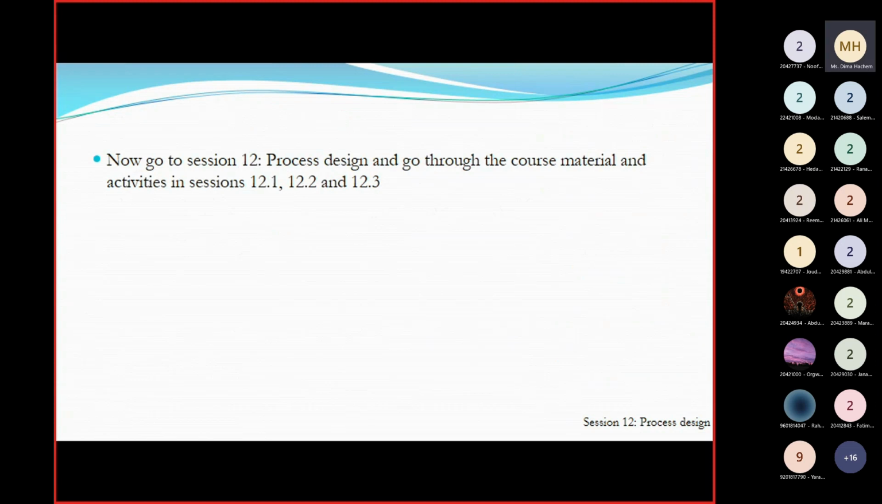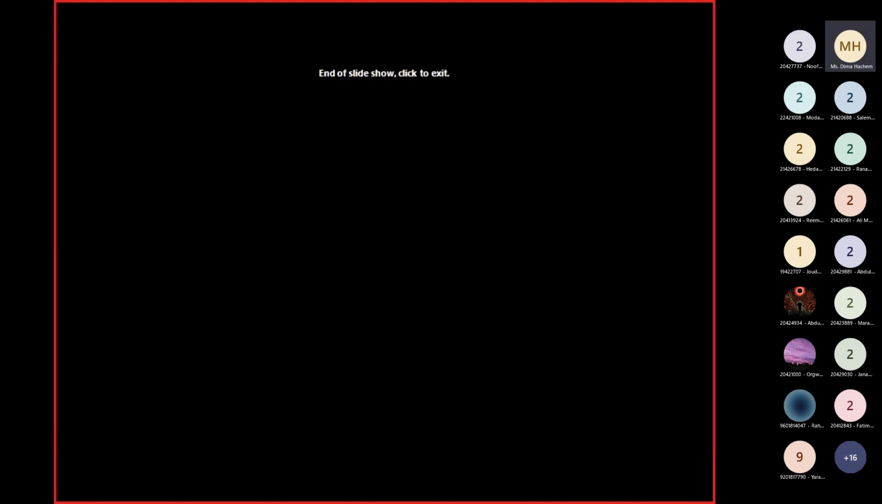Okay, now here you have an activity for you to do at home. You can go to session 12, process design, and go through the course material and the activities in sessions 12.1, 12.2, and 12.3. They will give you many examples that will help you understand the concepts much better, this process design. Okay. Are there any questions?